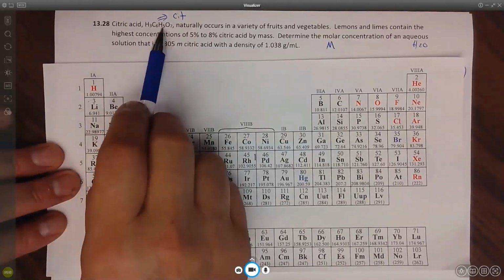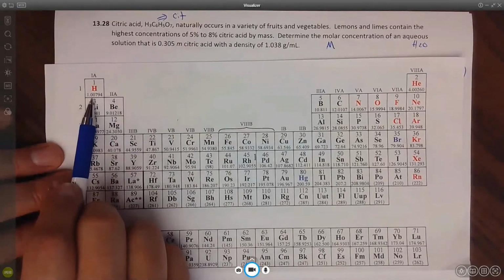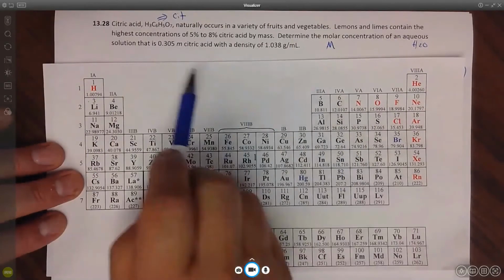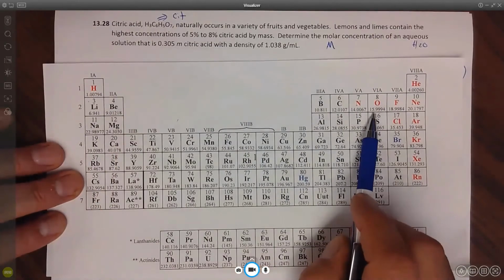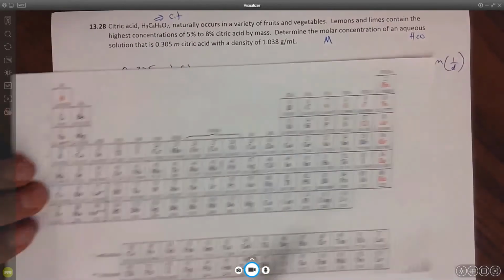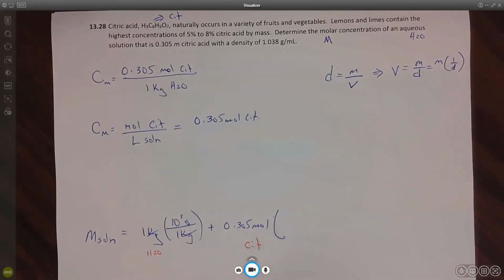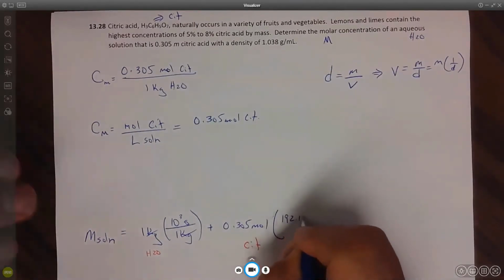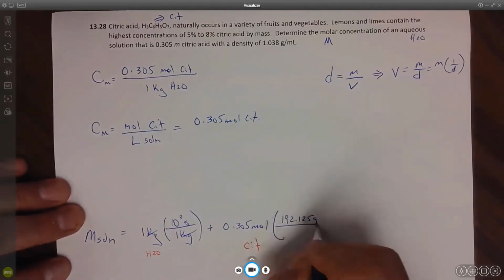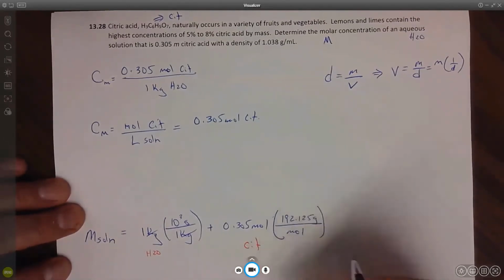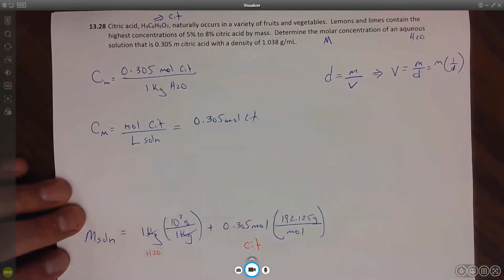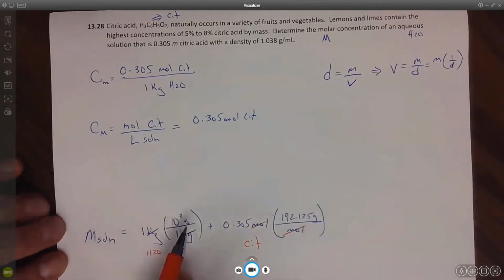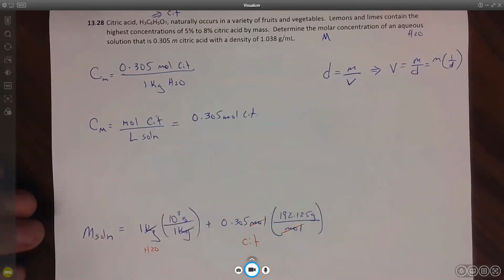So there's 8 hydrogen, so 8 times the 1.00794, 6 carbons times the 12.01, plus the 7 oxygen times 15.994, and that gives you a molar mass of citric acid of 192.125 grams of citric acid per mole of citric acid. So the moles cancel. And now I have grams plus grams, right? That has to be that way.